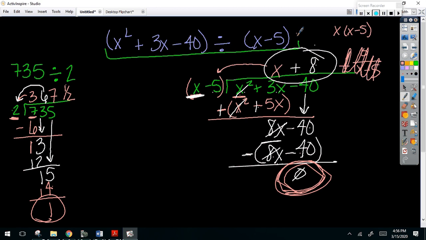This actually went in evenly, and I have x plus 8. Okay. Now, this was a nice easy one because it did come out without a remainder, but you will have plenty that don't have a remainder. So let's look at another one. Let's see what happens and see if we can't get it divided.